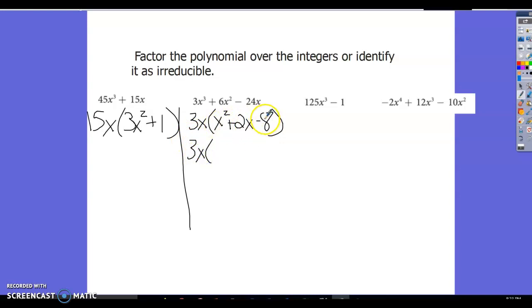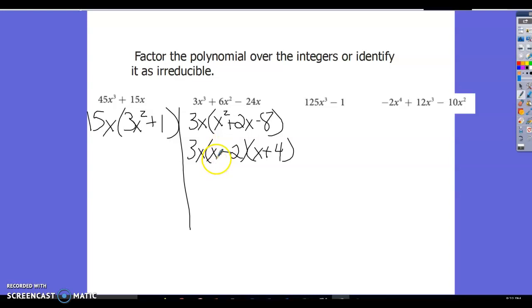I'm going to see if this factors further. So I'm going to have my two binomials. We did a lot of factoring with quadratics last year in Math 2. So x times x is x squared. What multiplies to give me 8? 1 and 8, and 4 and 2. I needed 2 in the middle, so I'm going to do 4 and 2. I need a positive 2, which means my bigger number gets the positive, smaller number gets the negative.